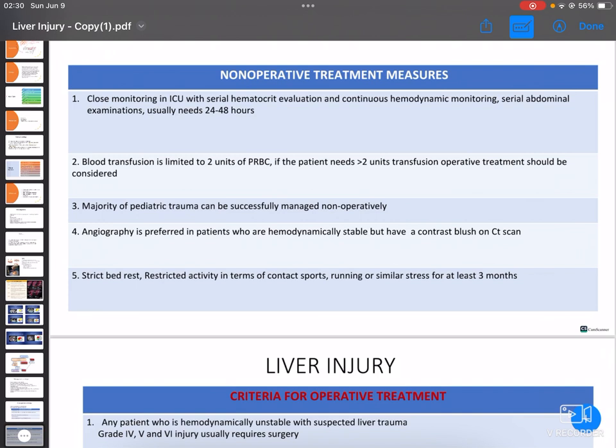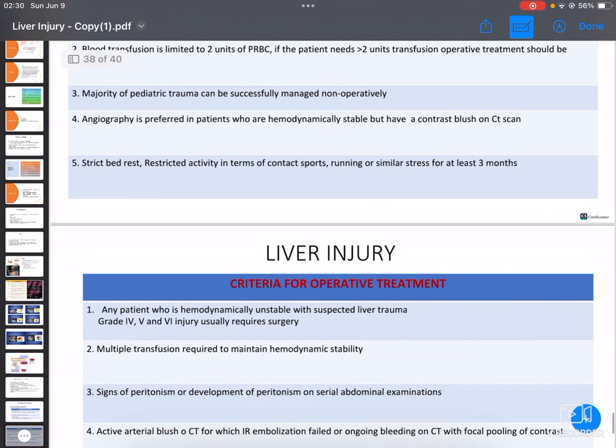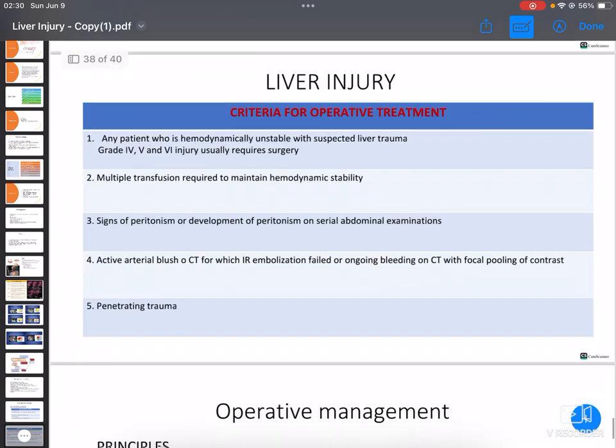The majority of pediatric trauma can be successfully managed non-operatively. Angiography is preferred in patients who are hemodynamically stable but have contrast blush on CT scan. Strict bed rest, and restricted activity in terms of contact sports, running and similar stress for the next 3 months.